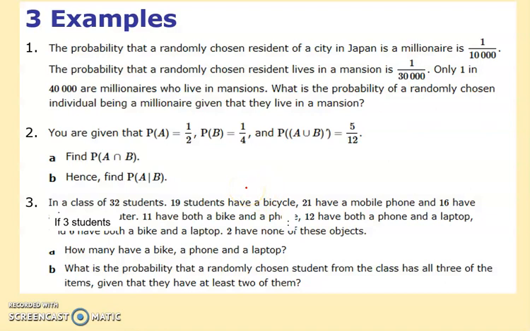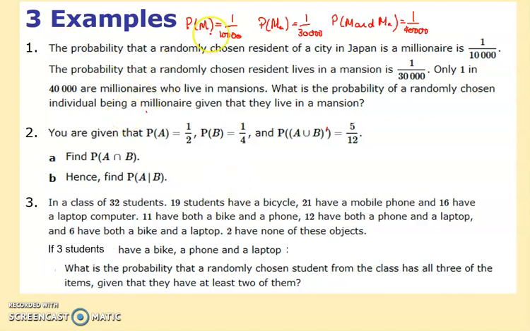Three examples for us to do. I want you to have a go at these. I think some of this has moved around actually. Now, a couple of examples for us. This first one, I've quickly tried to summarize it. The probability that someone is a millionaire is 1 in 10,000. The probability they live in a mansion is 1 in 30,000. The probability that both occur is 1 in 40,000. That's really what this all says here.